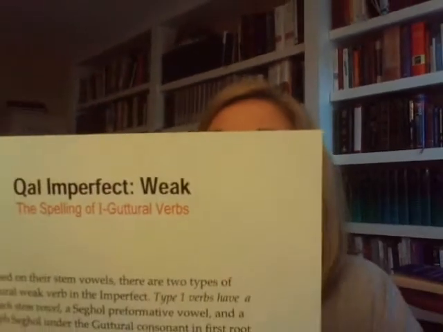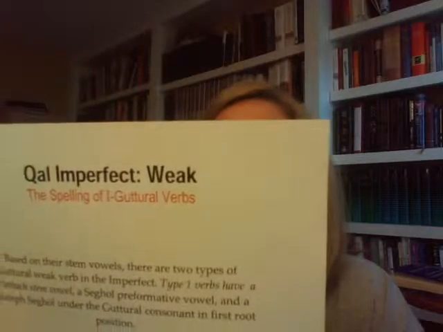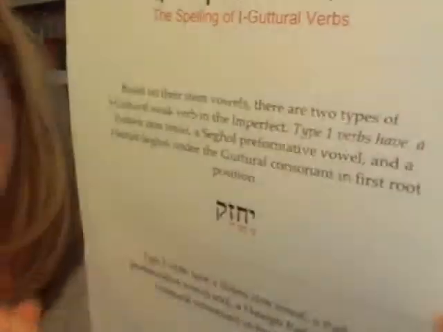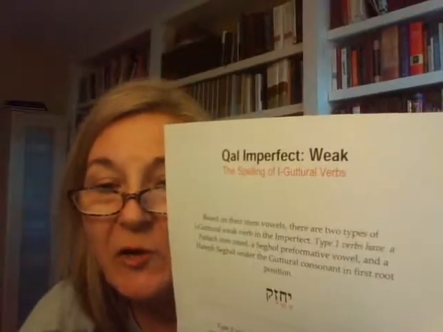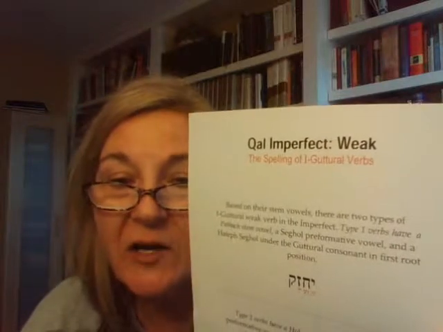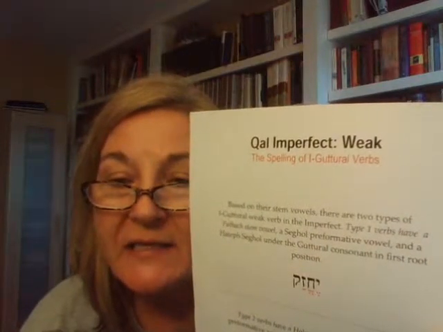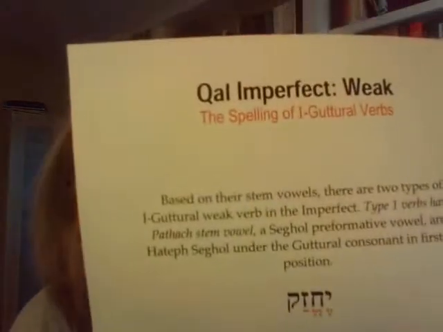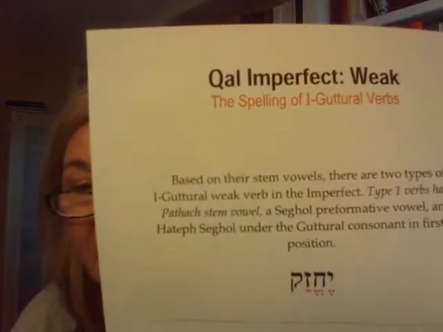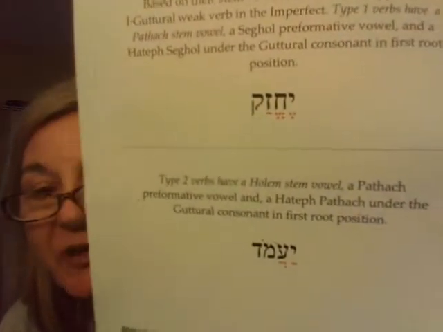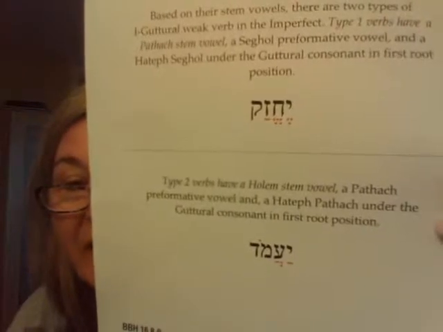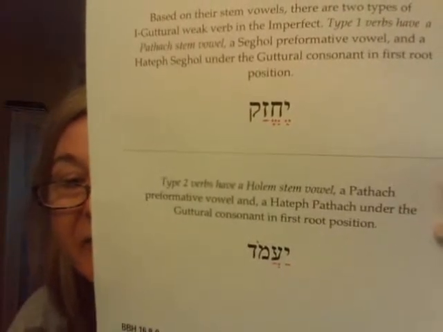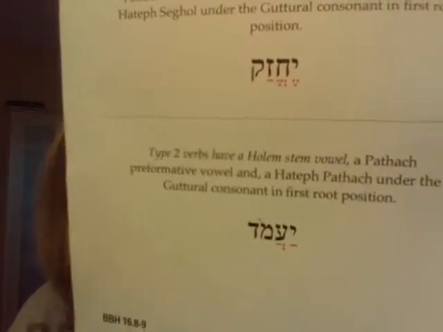Based on their stem vowels, there are two types of these one-guttural weak verbs in the imperfect. Type 1 verbs have a patach stem vowel, a segol preformative vowel, and a hatef segol under the guttural consonant in the first root position, as you can see here with yechezaq. Type 2 verbs have a holem stem vowel, a patach preformative vowel, and a hatef patach under the guttural consonant in the first root position, as you can see here.